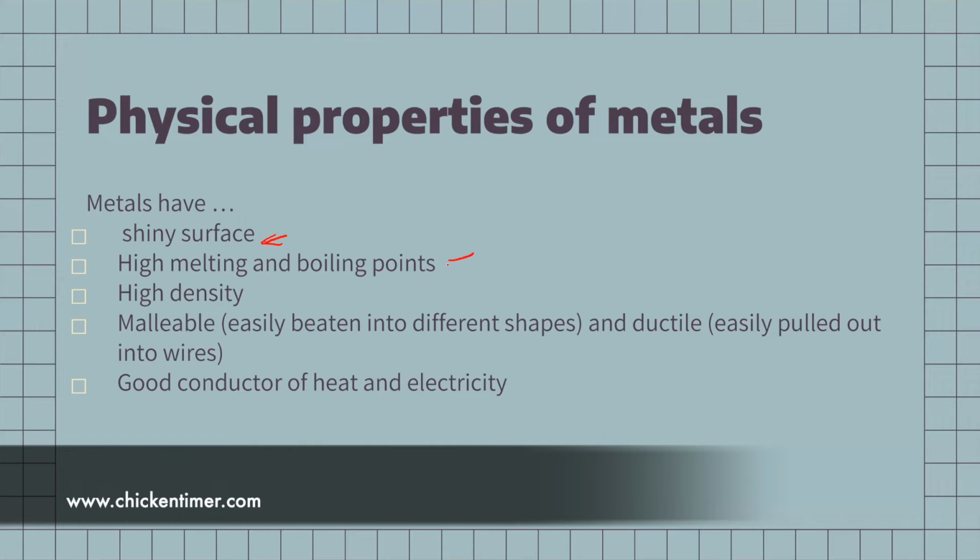High melting and boiling point for most metals except for group 1. Group 1: high density. Do all metals have high density? No. Which metals do not have high density? Group 1. Yes.